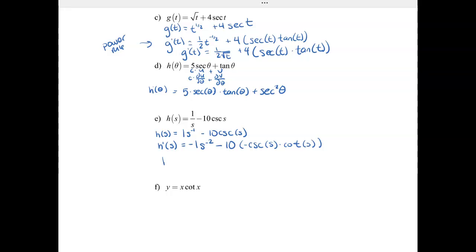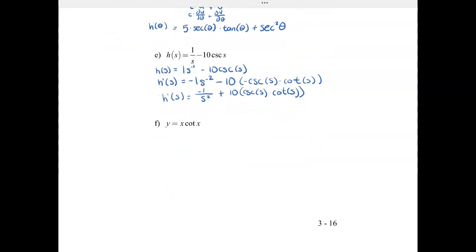So really all I've got is h primed of s is equal to negative 1 over s squared, oh Jiminy Christmas, plus 10 cosecant of s times cotangent of s, and that's really about as good as that one gets, unfortunately, or fortunately, depending on how you look at it.